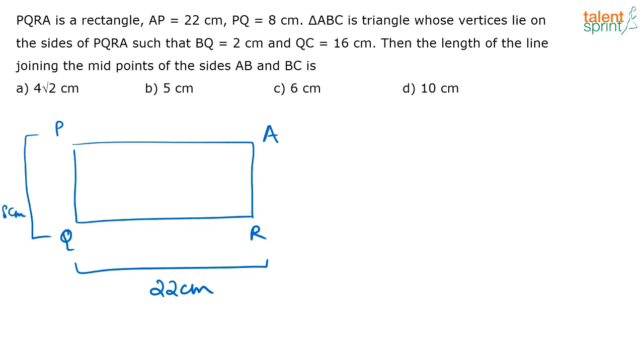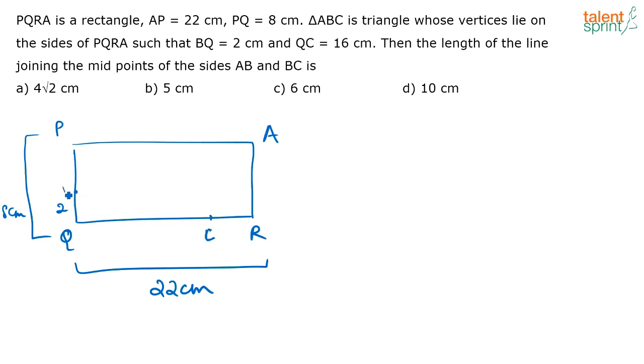There is a triangle ABC whose vertices lie on the sides of rectangle PQRA such that BQ is equal to 2 centimeter and QC is equal to 16 centimeter. So the triangle that you are going to draw is going to be somewhat like this, correct? B point is going to be here. Why? Because they are saying that BQ is 2 centimeter. So this is 2 centimeter and QC is 16 centimeter. So this is going to be C.